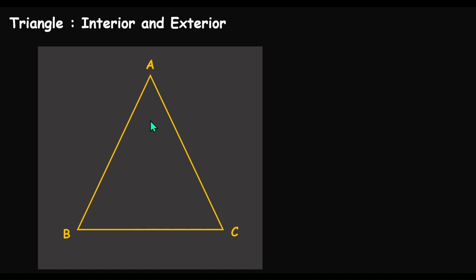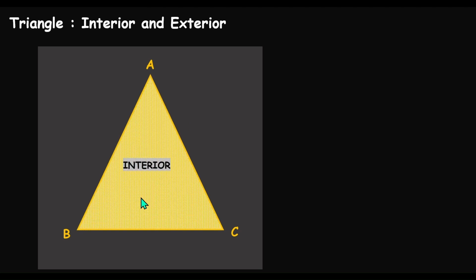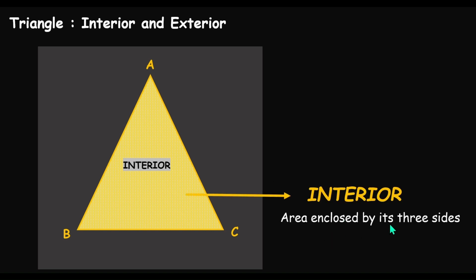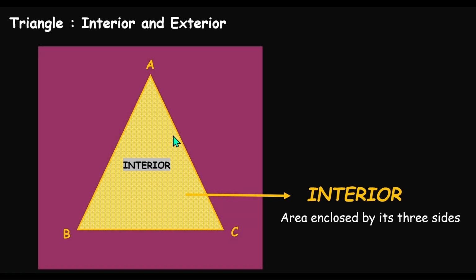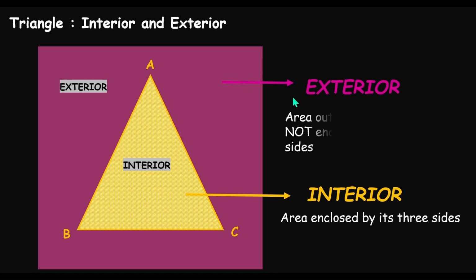So the area that is enclosed completely within the sides, that is internal, that is inside the triangle, we call it interior. It is nothing but the area that's enclosed by its three sides. Whereas the area that's outside, that is exterior, is the area outside the triangle which is not enclosed by its three sides. Now let's talk about whether they are convex sets or not.